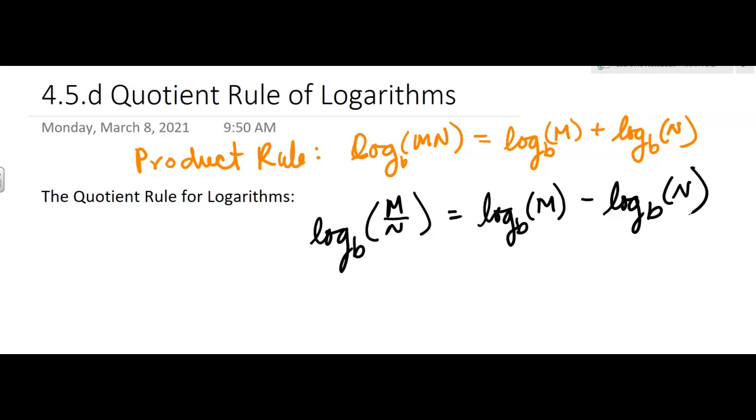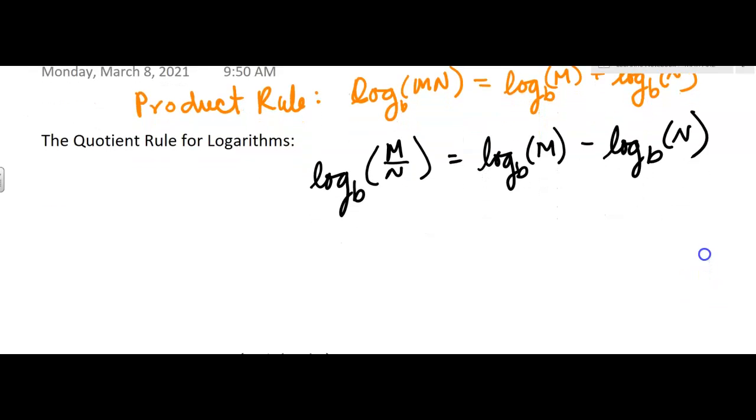So again, they split into two separate logarithms. The bases stay the same, and you're able to take the dividend, and that's the one argument, and then subtract the log of the divisor. Okay? A lot of terms there.